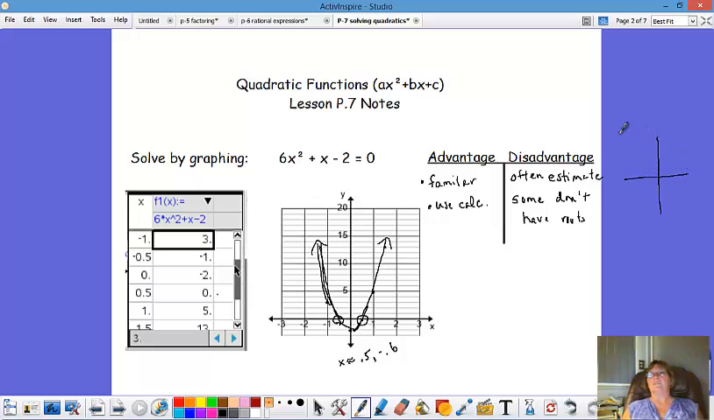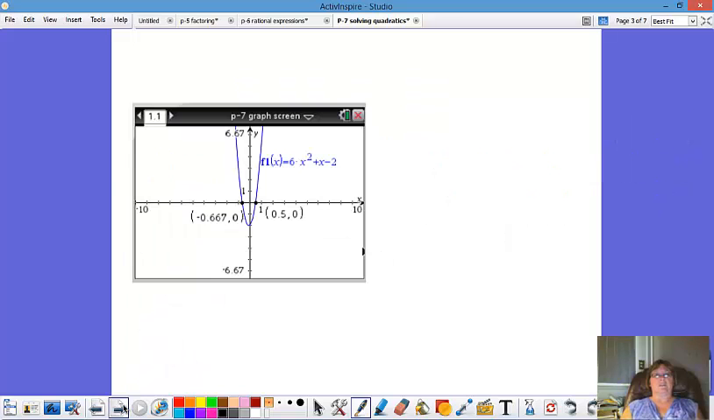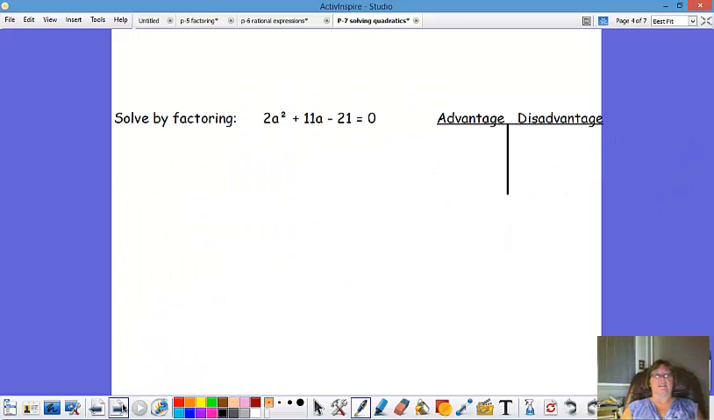A root or a solution is where it crosses the x-axis, and it's possible that you can have quadratics that never cross the x-axis. So graphing can't be used to solve every quadratic. Let's move on, and I'm going to go quickly past my graph screen here and say again, we'll show you a little bit more about that tomorrow.